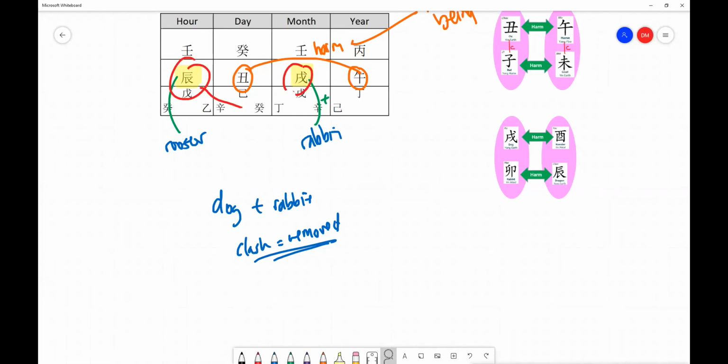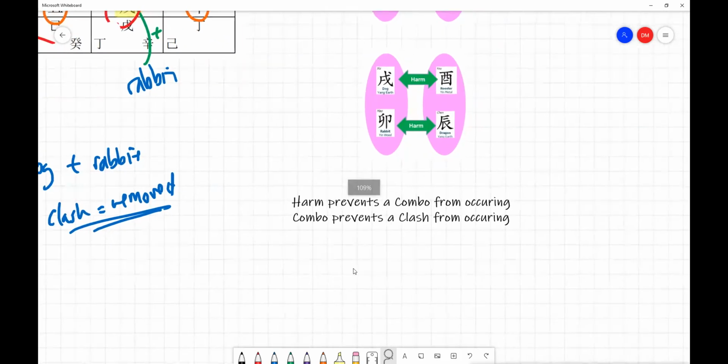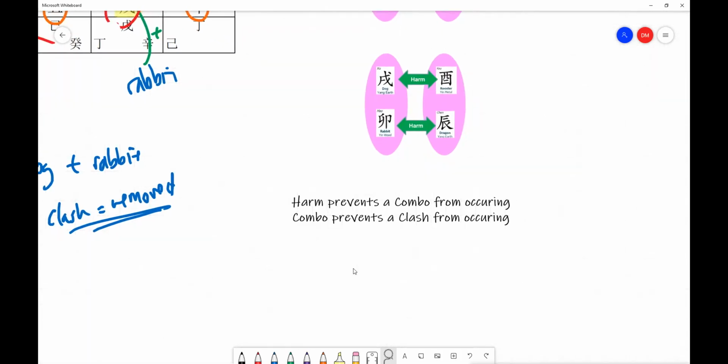So where was it? Okay, so yeah. Therefore, harm prevents a combo from happening. Harms prevent a combo from occurring. A combo prevents a clash from happening. Okay? So harm prevents a combo from occurring. A combo prevents a clash from occurring.